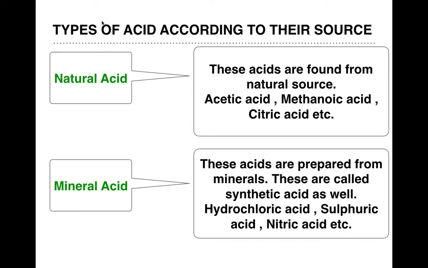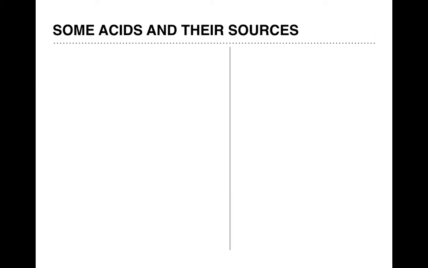And for mineral acids as well, you can see these acids are prepared from minerals. These are called synthetic acids. Hydrochloric acid, sulfuric acid, nitric acid, etc. These acids can be produced in the lab, right? So here I have given some examples of acids and their sources. This might be important from your exam point of view.